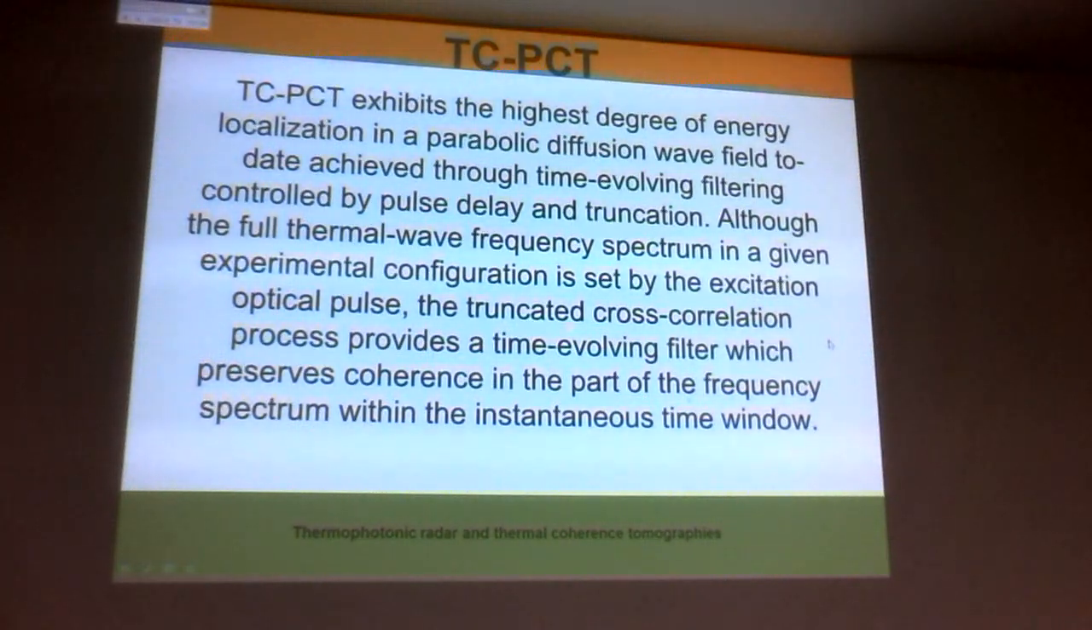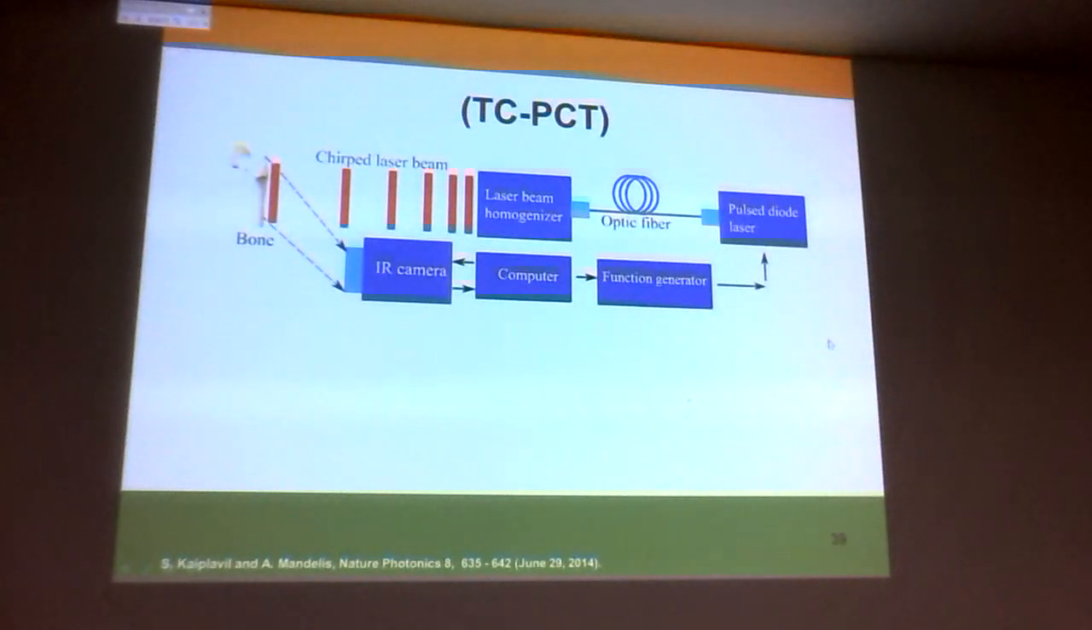And I have an excitation optical source, and I take a truncated cross-correlation process. Normally, when you think about cross-correlation, you don't think truncated. The intervals are from -infinity to +infinity. Here, we truncate it in time, so we can look at the spectrum within the instantaneous time window. Typically, you have a laser beam homogenizer here, so you're irradiating the whole surface homogeneously. This is a bone, there's an infrared camera here, and it picks up the information, and then it does something with it. So what does it do?